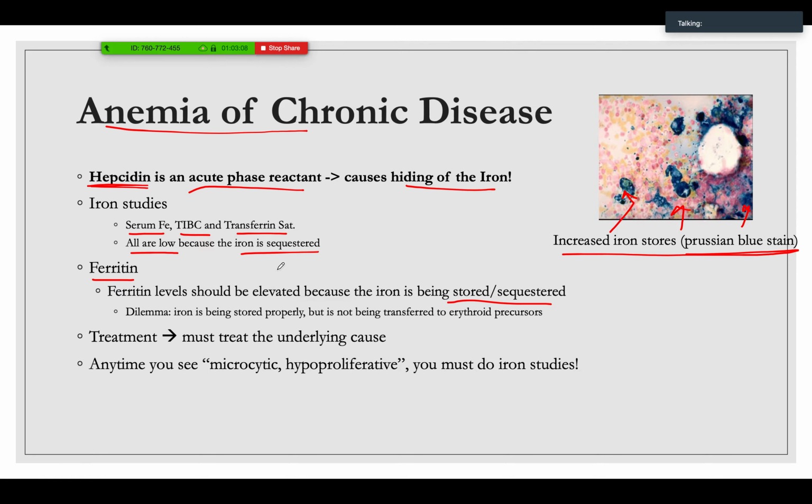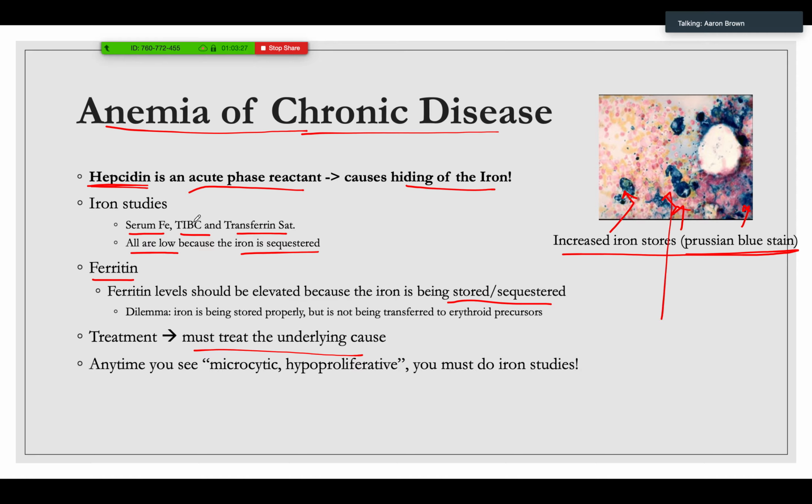Okay? So in terms of treatment, we need to treat the underlying cause. What is our chronic disease? Treat that. You're going to treat the anemia. You don't want to give these patients a lot of transfusions. The reason is, if you give them a bunch of iron, you're giving them something they already have. They have iron. It's in there.